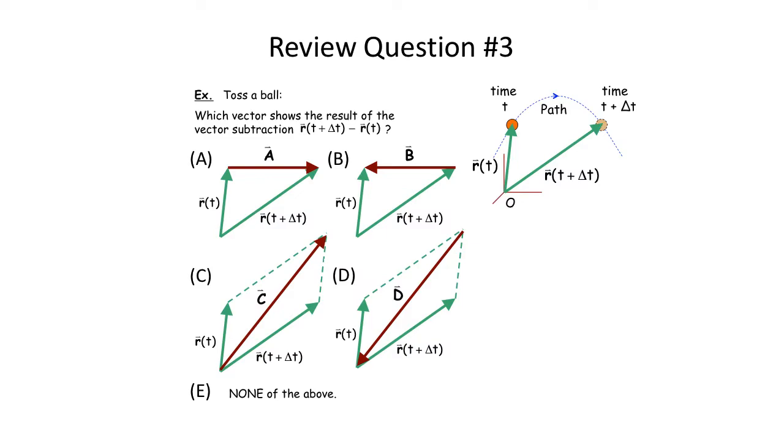Here's R of t, right? That's easy. The other one is pointed something like this. It's R of t plus delta t. Okay. If I subtract them, I'm going to take R of t plus delta t, that's this one. I'm going to flip the sign of the other one, and then put them from tip to head each time, from tail to head. So here's what that looks like.